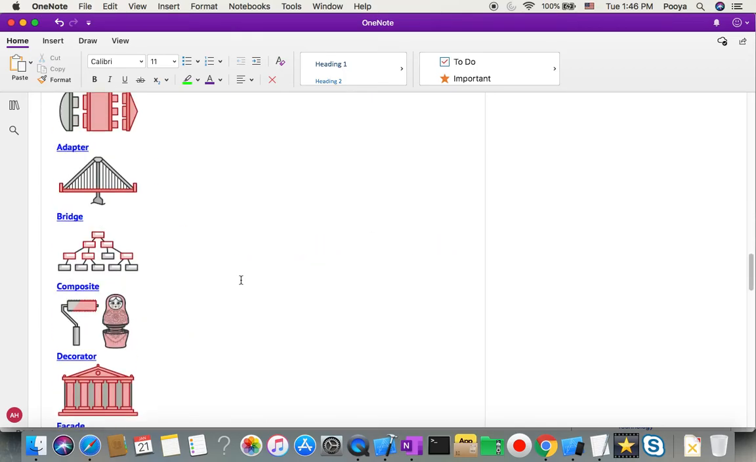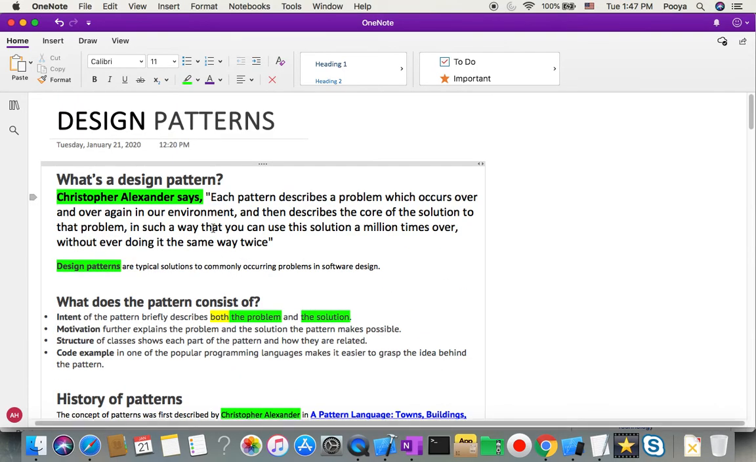Yes, this design pattern is a very important subject. Don't forget to review this several times to understand every single part of it.